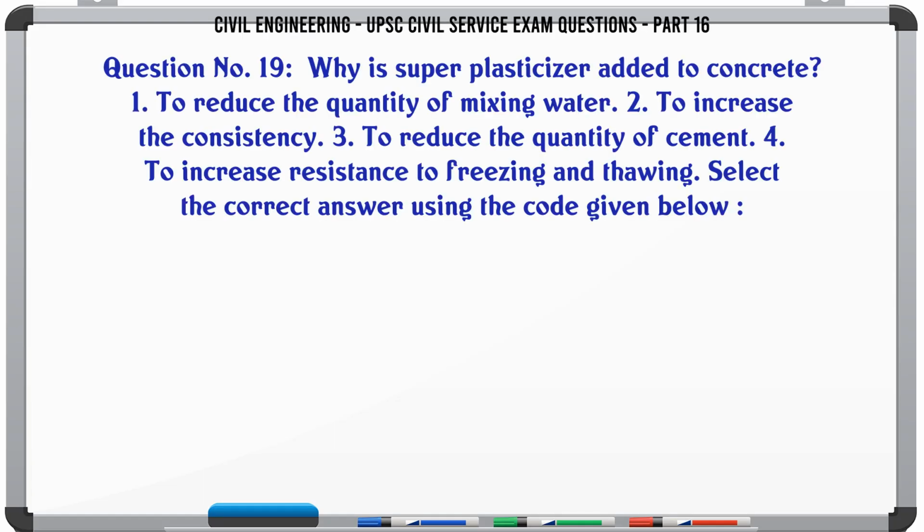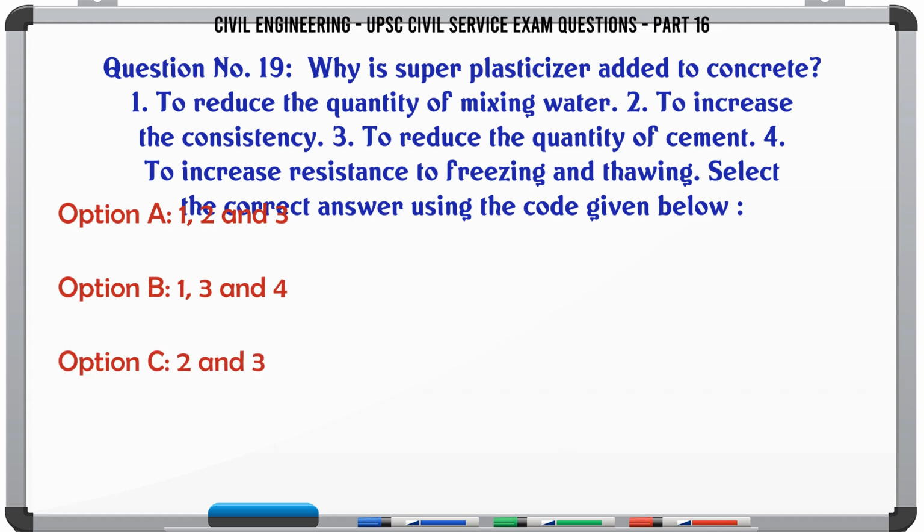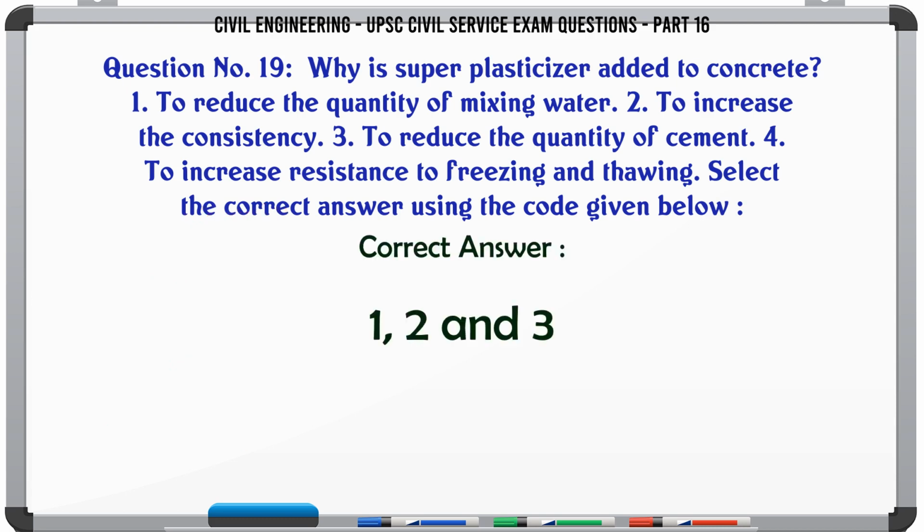Why is superplasticizer added to concrete? 1. To reduce the quantity of mixing water. 2. To increase the consistency. 3. To reduce the quantity of cement. 4. To increase resistance to freezing and thawing. Select the correct answer using the code given below. A 1, 2 and 3. B 1, 3 and 4. C 2 and 3. D 4 only. The correct answer is 1, 2 and 3.